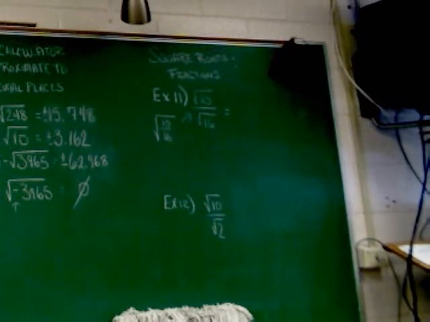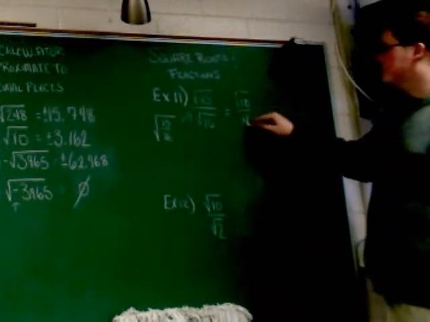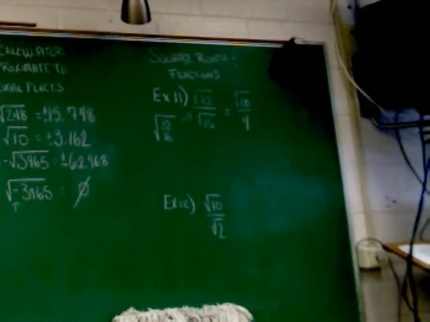Example 11 says the square root of 10 over the square root of 16. Well, this one's easy to deal with because the square root of 16, as you see from the list over there, is a perfect square. The square root of 16 just equals 4. So all you've got to do is simplify this into the square root of 10 over 4. That's all you've got to do.